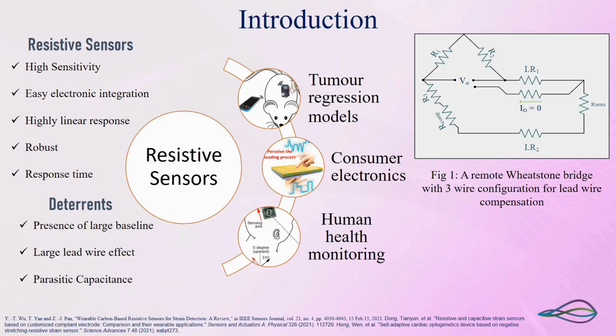But however, there are certain factors like the presence of a large baseline, which is very large as compared to the incremental sensor resistance, because of which the overall system resolution is reduced. And for remote bridges, the presence of lead wire is again a detrimental factor. Also, there is a parasitic capacitance always involved with the resistive sensors. And to make the matters worse, this parasitic capacitance is always changing with the measurement as well as the other environmental factors.